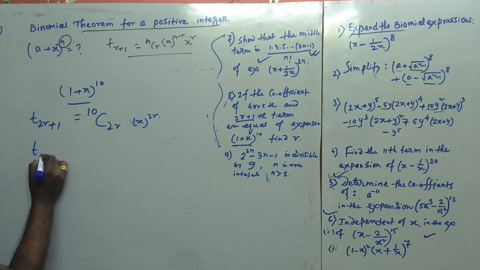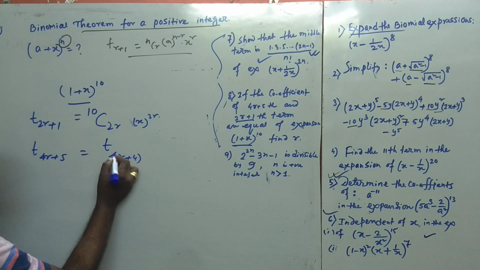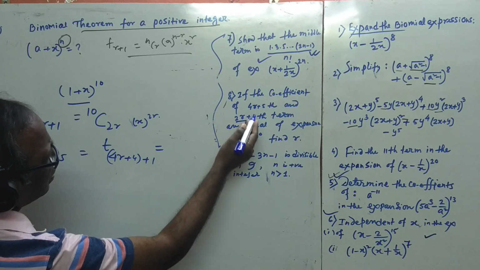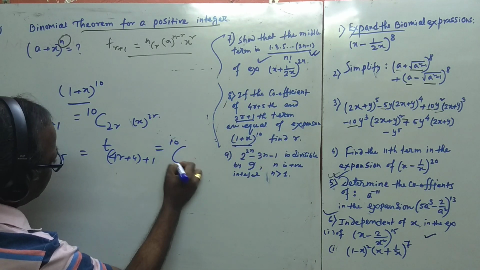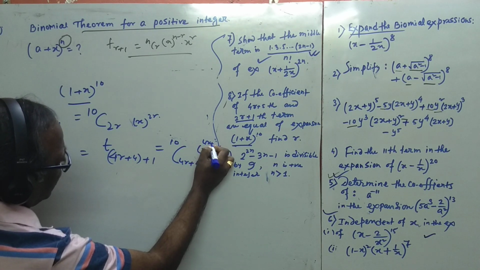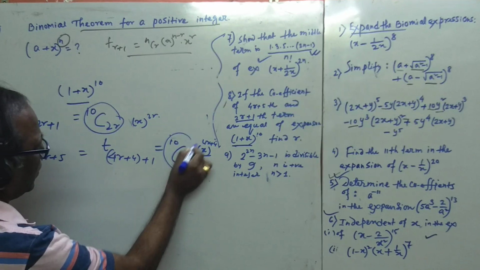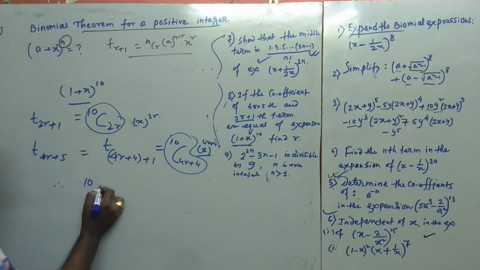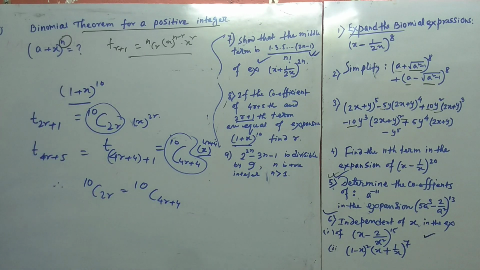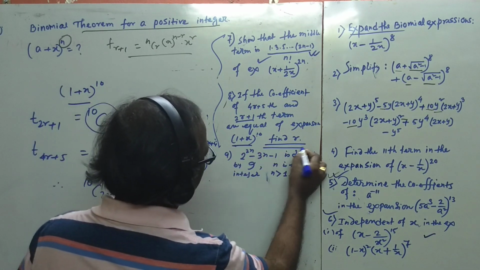Again t suffix 4r plus 5, that can be written as 4r plus 4 plus 1, and that is equal to 10c 4r plus 4 and x to the power 4r plus 4 there. By the given condition, the coefficients of these are the same. By the given condition, 10c 2r is equal to 10c 4r plus 4. Then find the value of r.